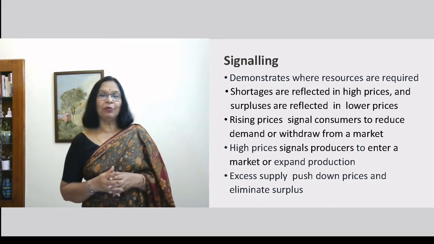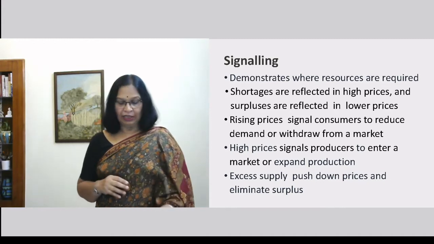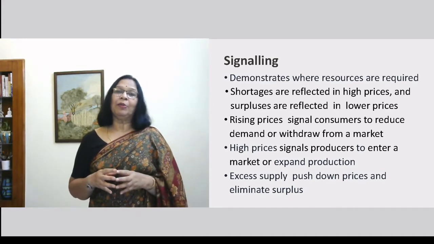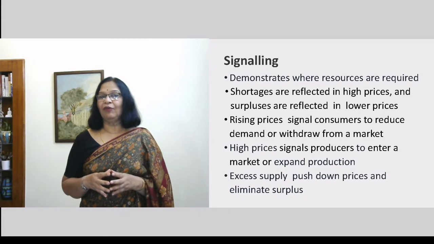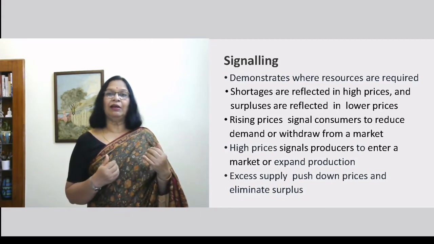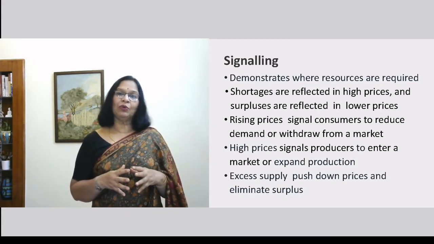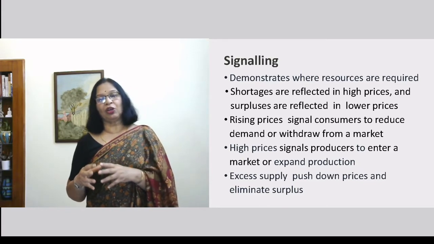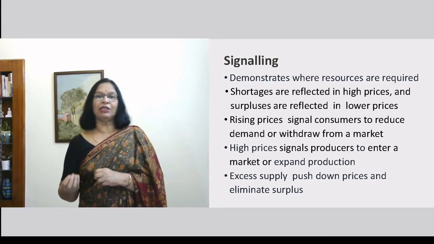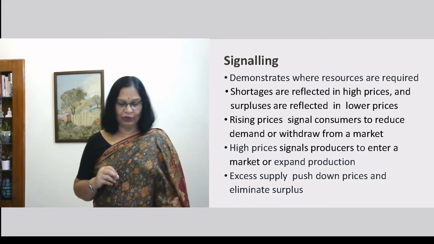So excess supply will push down the prices, and eventually prices are very flexible, and when prices are flexible, this excess supply will be wiped out, or the shortages will disappear because there will be more production that will be carried out.